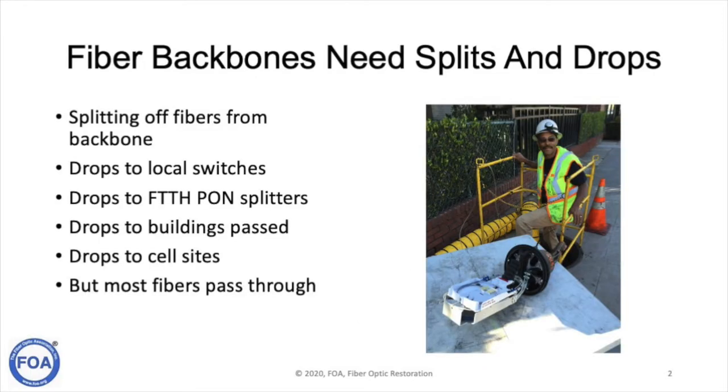It's quite common for high fiber count fiber optic backbones to need splits and drops, where a few fibers need to be split off for a local switch or fiber to the home PON splitters, cables to buildings passed, or cell sites. But the common thing is that most of the fibers need to pass through the point without being disturbed. Can you do that?